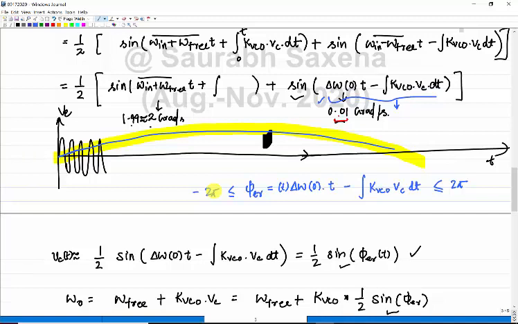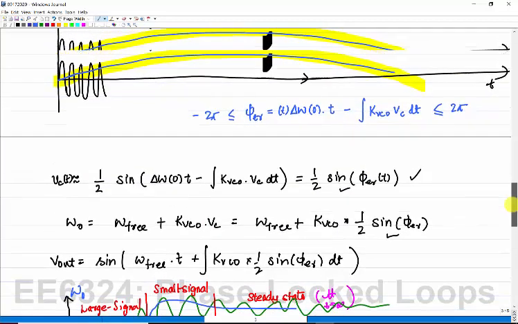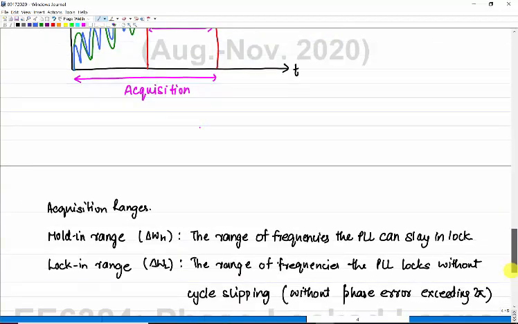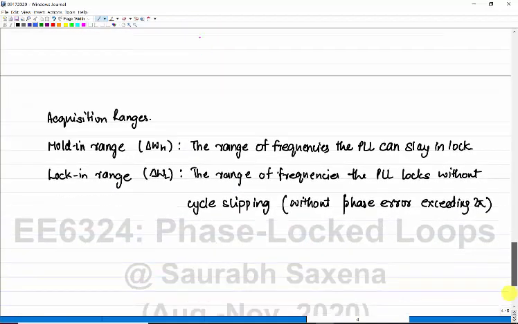And if during that time the PLL locks, then that particular frequency comes under the lock-in range of the frequency. Wait a minute. This is the lock-in range, right? Yeah, that's the lock-in range.